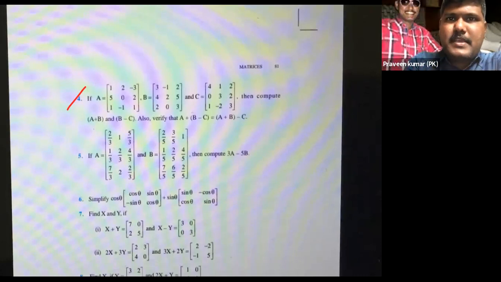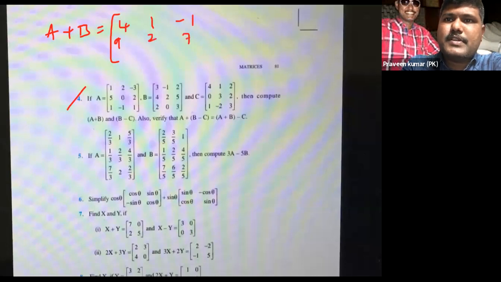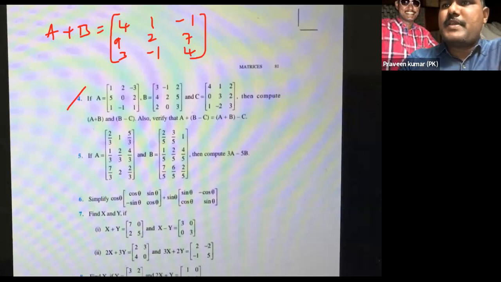So, first A plus B. 1 plus 3, 4. I'll write it directly. 2 minus 1, 1. Minus 3 plus 2, minus 1. 5 plus 4, 9. 0 plus 2, 2. 2 plus 5, 7. 1 plus 2, 3. Minus 1 plus 0, minus 1. 1 plus 3, 4. Next, B minus C.